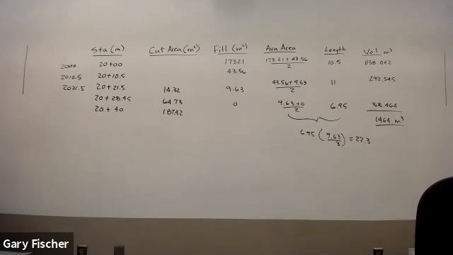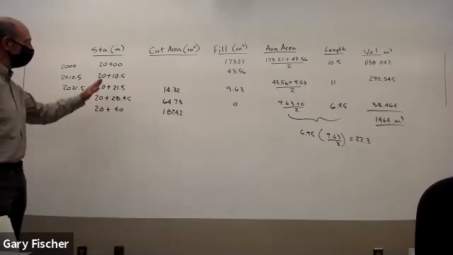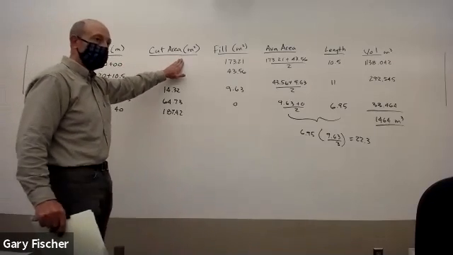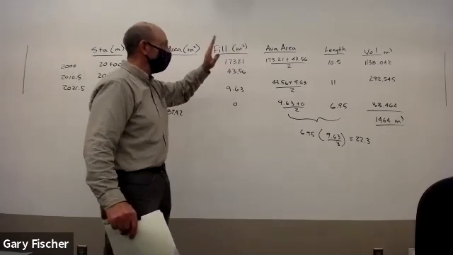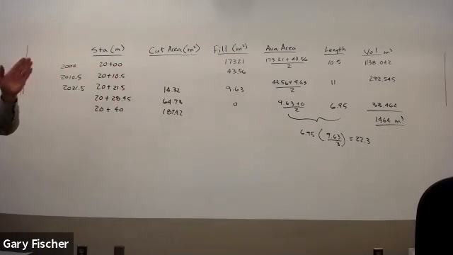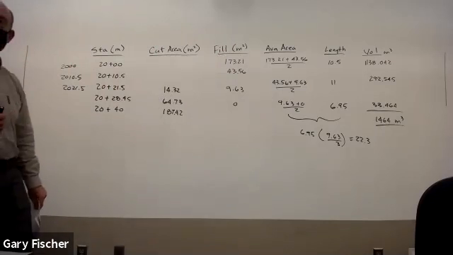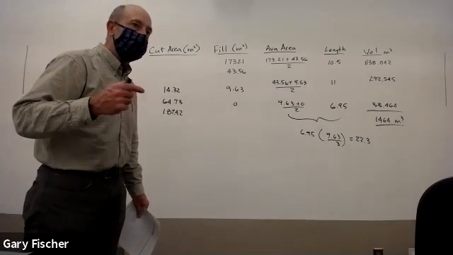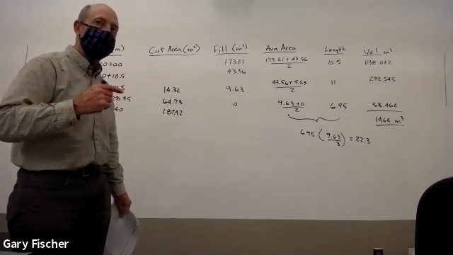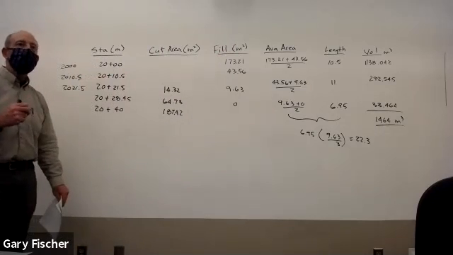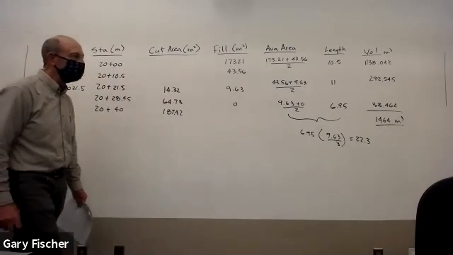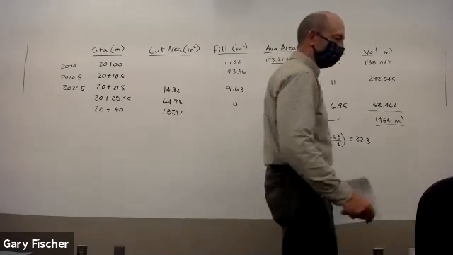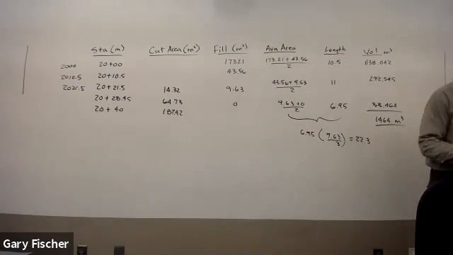Pretty simple calculation. If they give it in English units, here's what they might do. You would have stations in feet, cut area in square feet and fill in square feet, but the answer they might ask for is in cubic yards. When you calculate it all out, you get cubic feet. Then what do you do with that to get cubic yards? 3 by 3 by 3, so it's 27. Divide by 27, and that'll give you cubic yards.